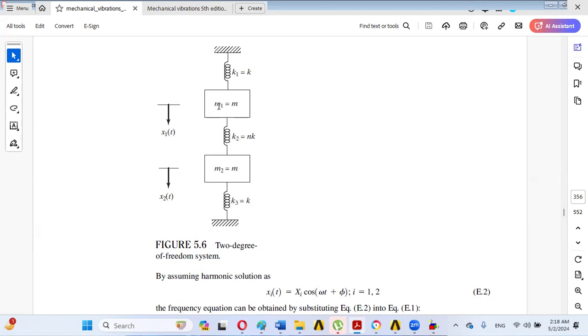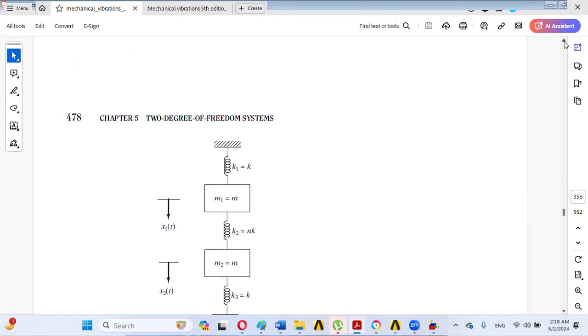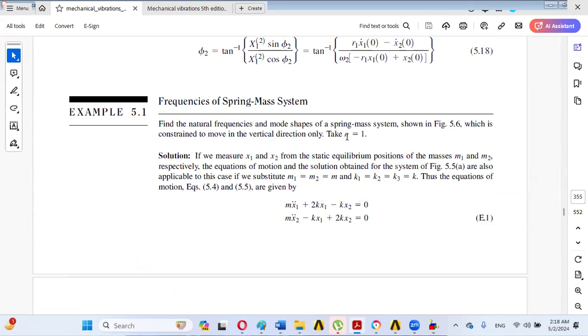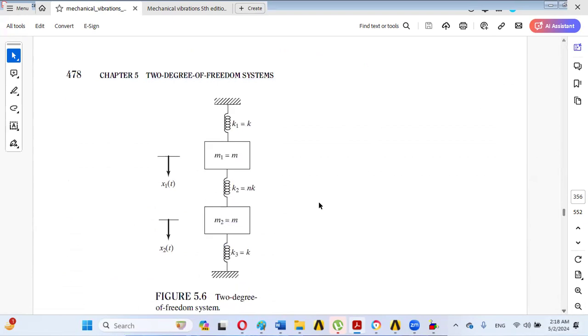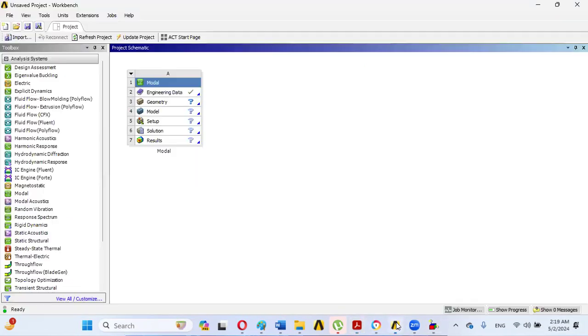As we can observe here, masses M1 and M2 have been made equal, and all stiffnesses have also been made equal, because the statement says that n is equal to 1. So the stiffnesses of all 3 springs are the same, and the masses of both point masses are the same. We will first create the geometry for the system, so we will launch a model module and click on the geometry cell.